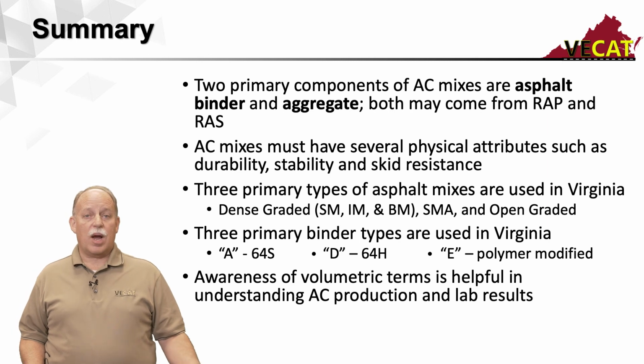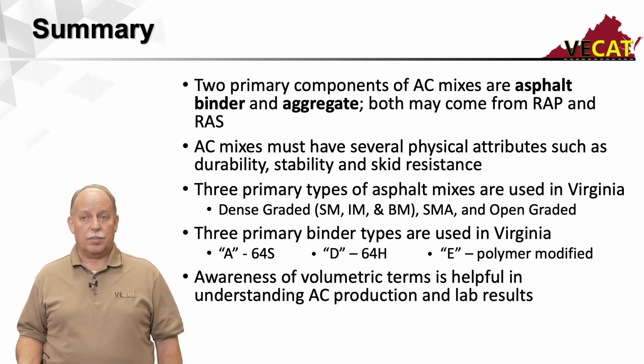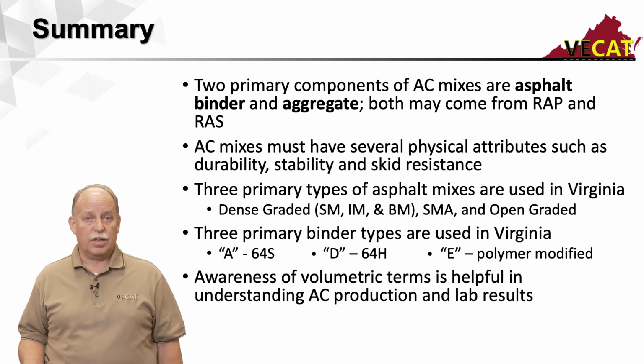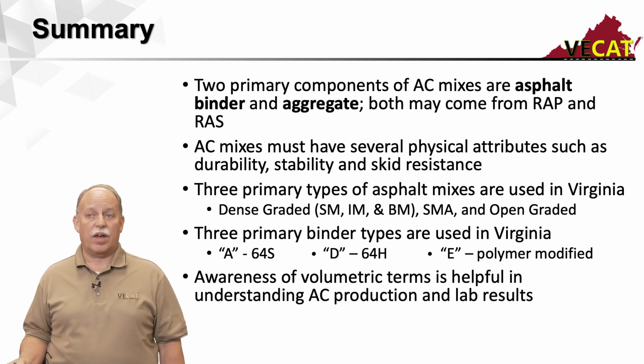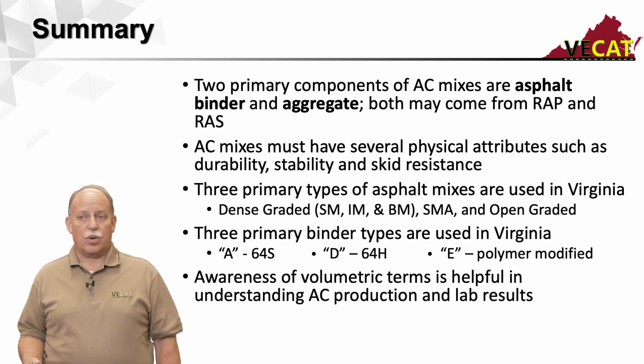Remember that we have 3 primary binder types that are used in Virginia. For our A mixes, we typically use a 64S. For our D mixes, we use a 64H, and our E mixes, those all have to be polymer modified. They're called a 64E. So again, awareness of these volumetric terms is helpful in understanding AC production and lab results.